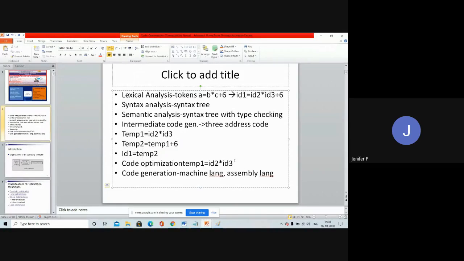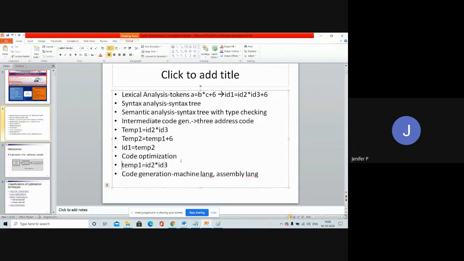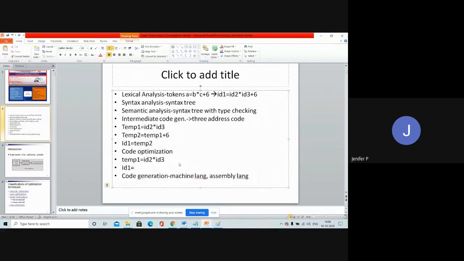Yeah, so no problem about the rules. So these two can be combined together as a single statement, as id1 equal to temp1 plus 6. This is what we call code optimization, that is reducing the number of temporary variables that have been used, reducing the unnecessary operations, reducing the unnecessary statements, or using the cheaper ones.